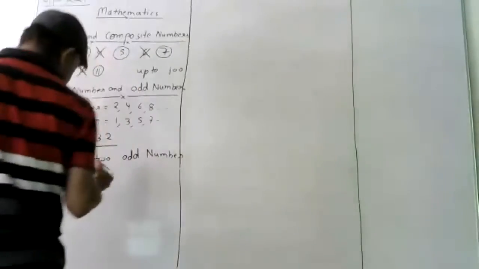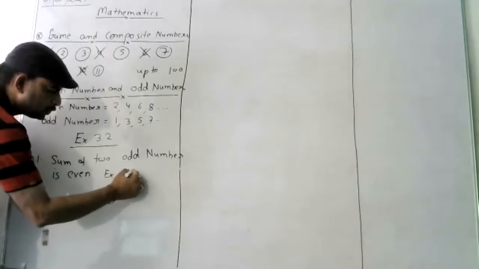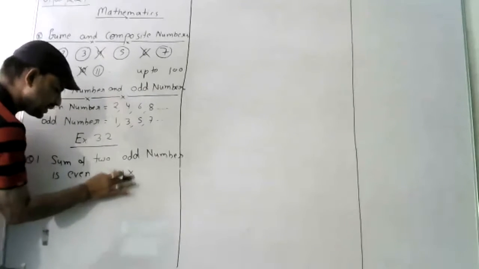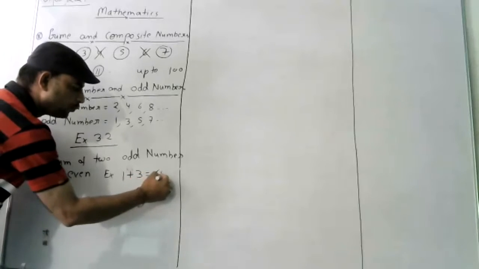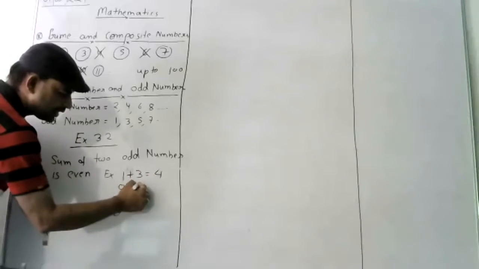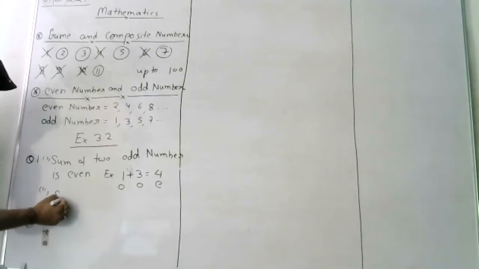For example, 1 plus 3 is equal to 4. 1 and 3 are odd, but 4 is even. Okay?